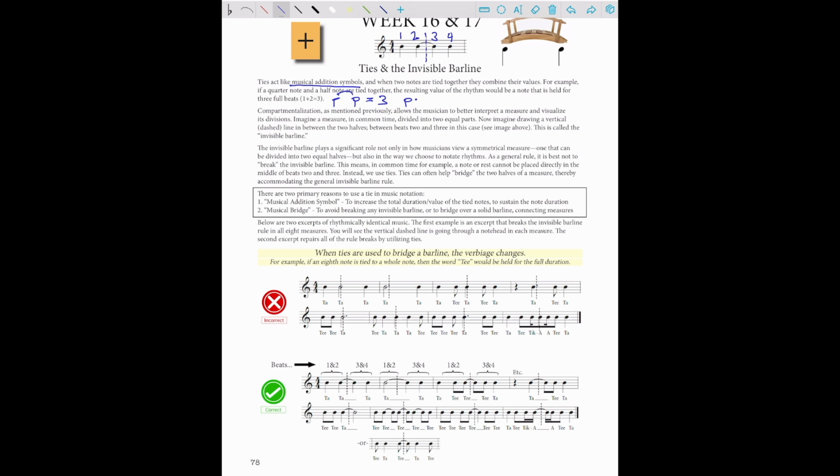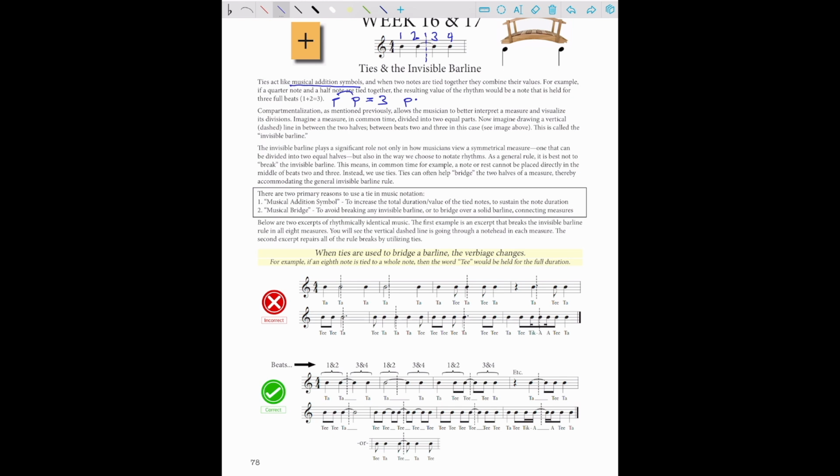Let's go on. The invisible bar line plays a significant role not only in how musicians view a symmetrical measure, one that can be divided into 2 equal halves, but also in the way we choose to notate rhythms. As a general rule, it is best not to break the invisible bar line. This means, in common time, for example, a note or rest cannot be placed directly in the middle of beats 2 and 3. Instead, we use ties. Ties can often help bridge the 2 halves of a measure, thereby accommodating the general invisible bar line rule. There are 2 primary reasons to use a tie in music notation.